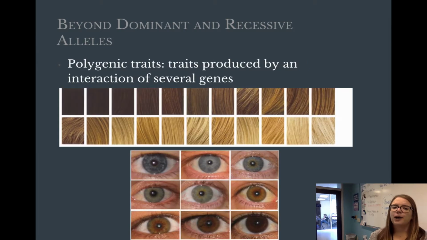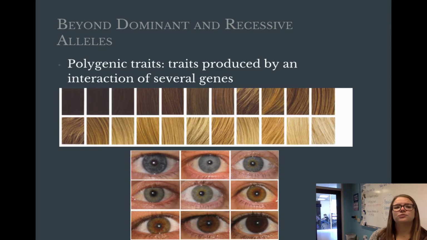Another thing that can happen are polygenic traits. So these are traits that are determined by several genes, right? Hair color and eye color are really good examples of this. So if you think about hair color, right? If I say I have brown hair, there's lots of other people that have brown hair, but we don't all have the exact same shade of hair.